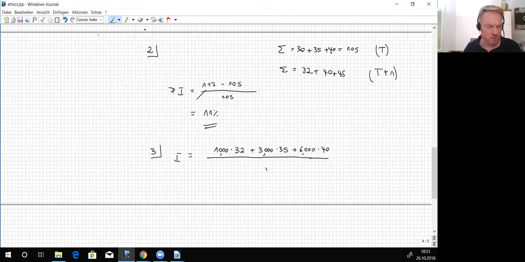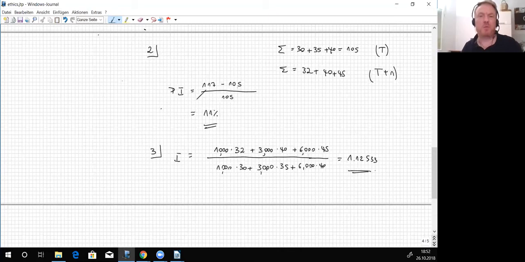That is the price of period T, and I should change that: 1,000 times 40, I'm sorry, because we need to put period T plus one into the numerator. 3,000 times 40 plus 6,000 times 45. So period T plus one divided by period T equals the price index that has a base period of capital T and a current period of now, T plus one. Divided by a denominator of 1,000 times 30 plus 3,000 times 35 plus 6,000 times 40. And that is, I would say, 1.12533, leading to an index of 12.533%, which gives us the right answer, A. So A is the right answer, I'm sorry.